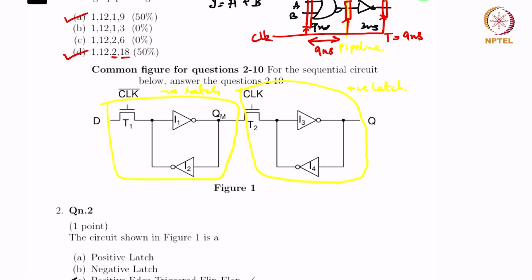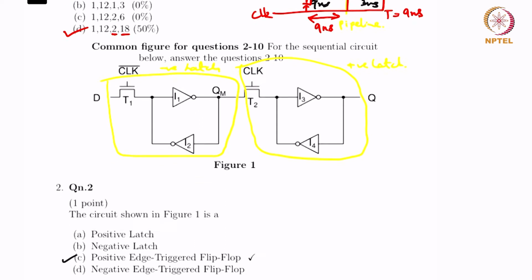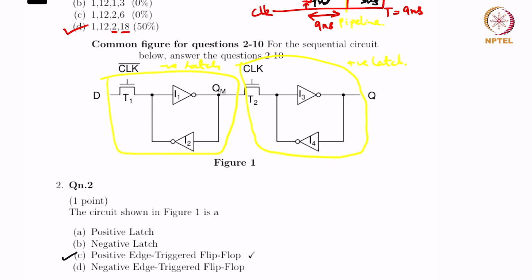Question 2 to 10. For the sequential circuit below, answer the following questions 2 to 10. The circuit shown in figure 1 is, so this is a positive edge triggered flip flop, as it is a negative latch followed by a positive latch. So hence it's a positive edge triggered flip flop.